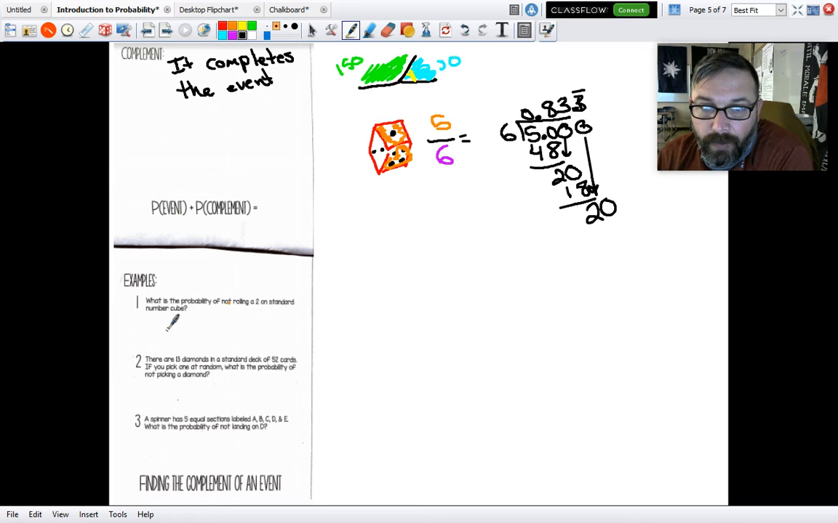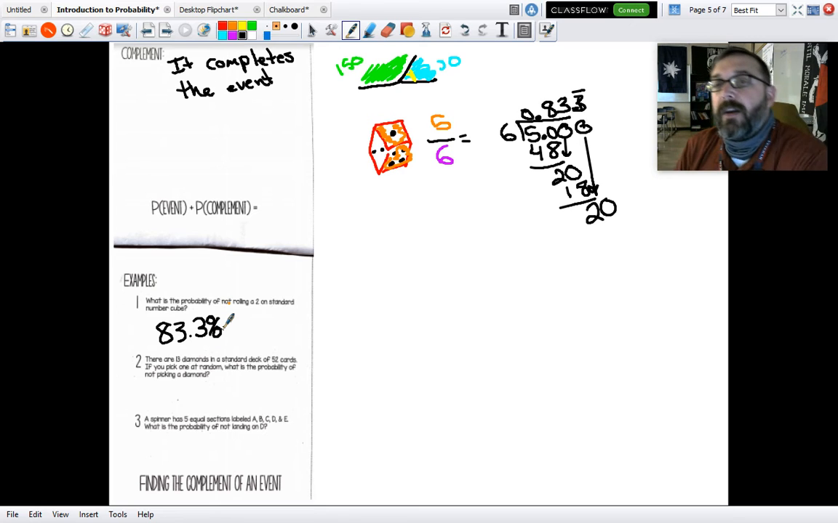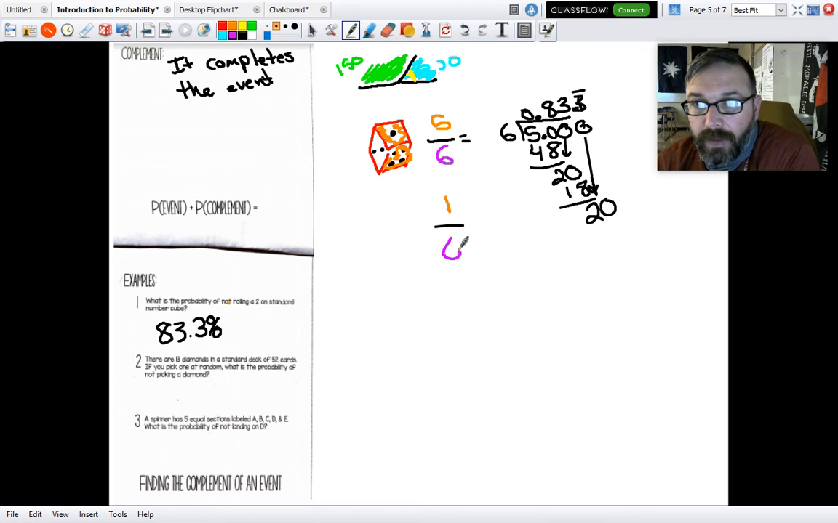It's going to be 83.3%. But I want to talk about this word complement because sometimes we're going to need to know what that is, right? So instead of just counting all of the other sides, if I wanted to look at the probability of this landing on a 2, it would be 1 time out of 6, right? So do they complement each other? Well, when I'm adding fractions, let me change that because I like my colors to stay appropriate.